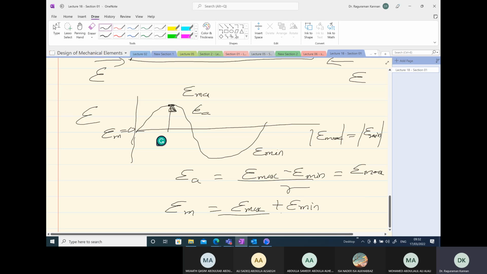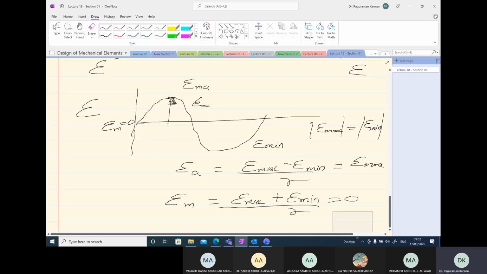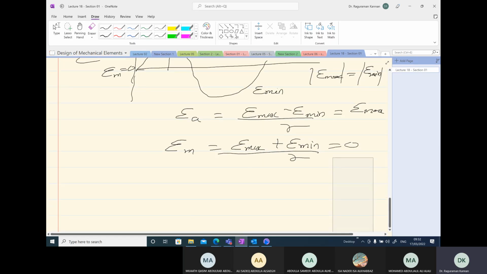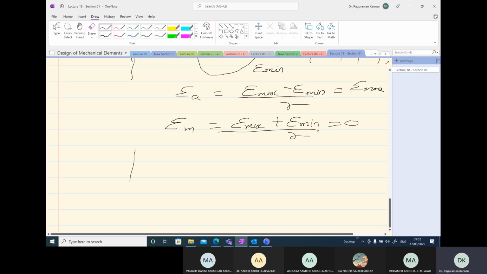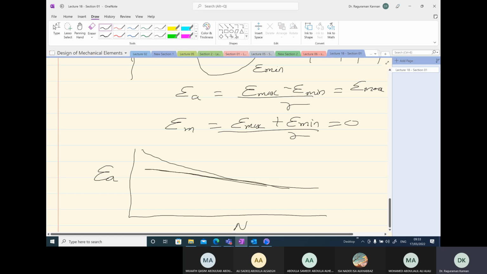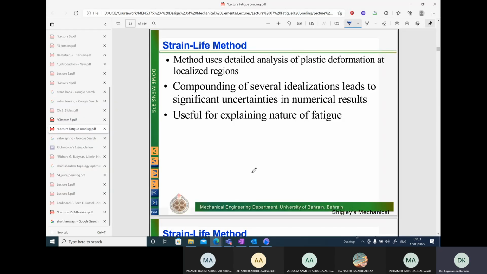So this is equal to 0. Now what do we plot? In this case, since we have plastic strain and elastic strain, we plot number of cycles to failure in logarithmic plot, and we will have 2 to 3 different plots. Again, we will have similar kind of plots, one for elastic, one for plastic, and another for total strain.